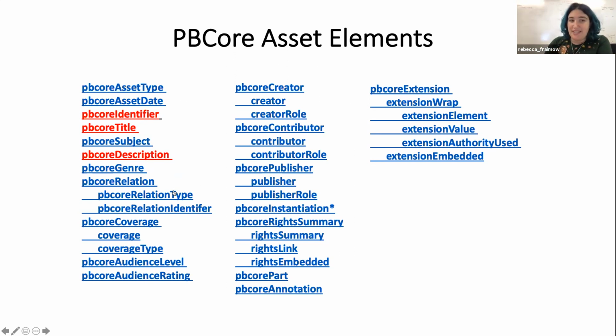PBCore more or less states that there's no point in describing anything unless you have a way to distinguish it from other things. That's having a PBCore identifier. You have a title or something to call it, and you have at least some kind of description, even if that description is, we don't really know what this is. But you want to be able to say something about it. Otherwise, why are you creating this record?